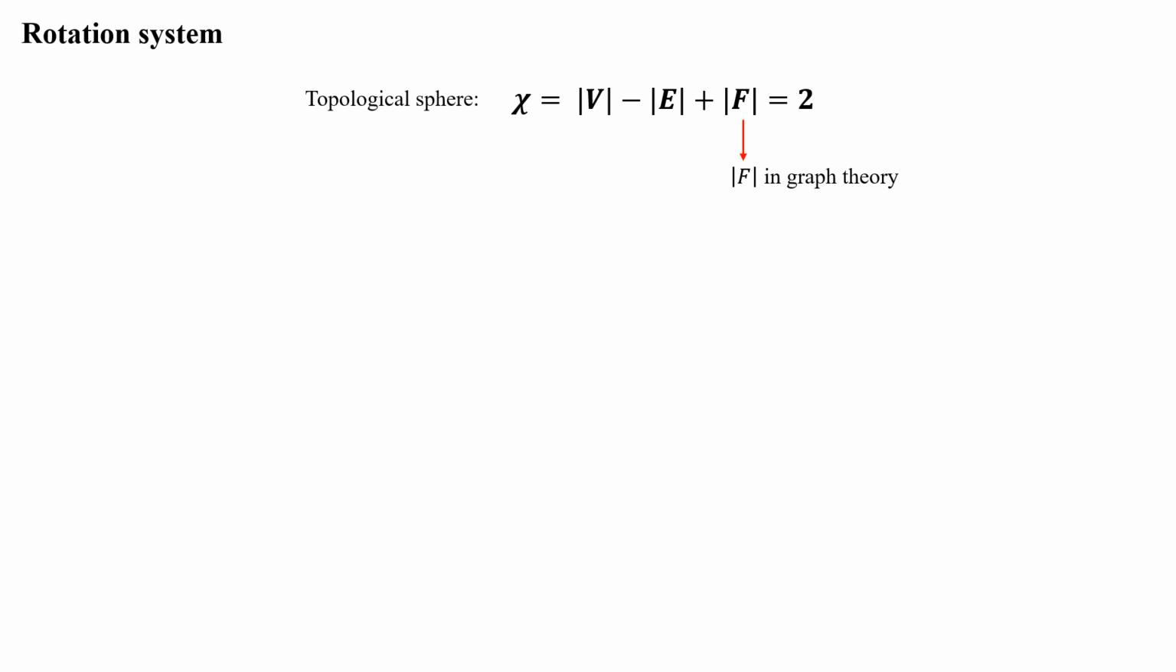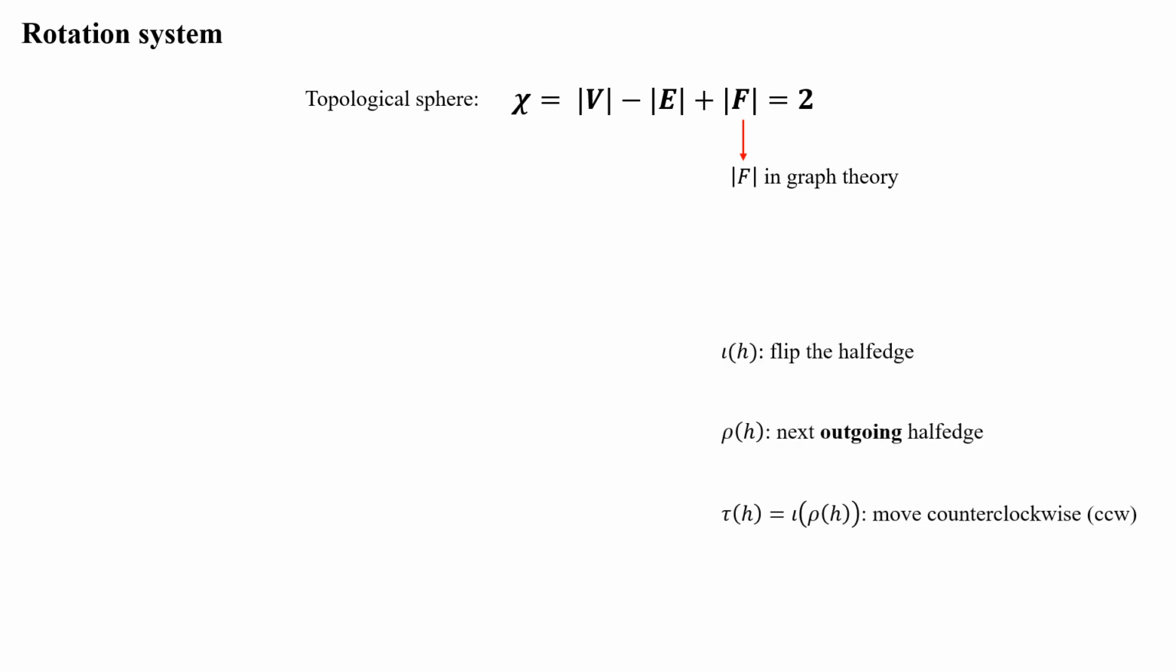Everything originates from this Euler characteristic for topological sphere. Chi equals number of vertices minus number of edges plus number of faces equals 2. Specifically, the face here is not restricted to be a triangle, but a closed loop or cycle formed by edges. Fortunately, we have rotation systems help us define the face.